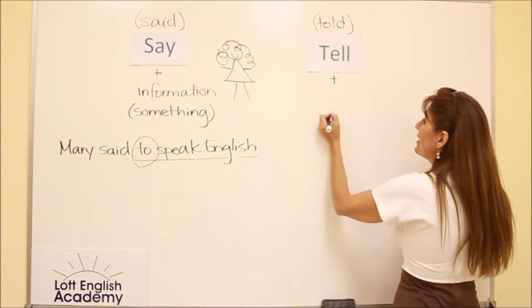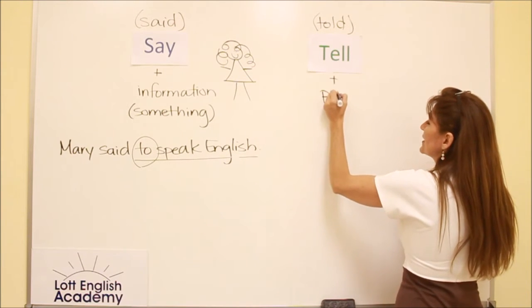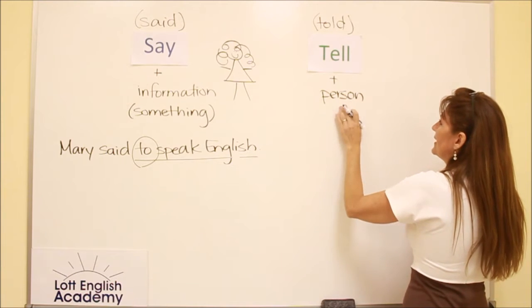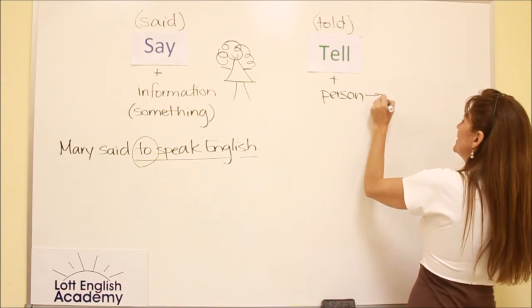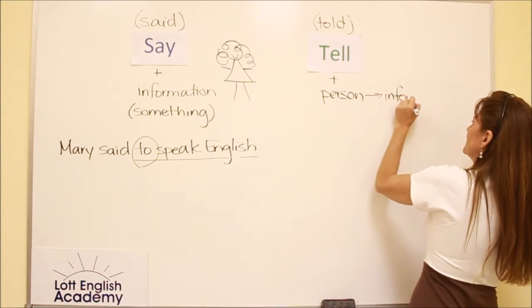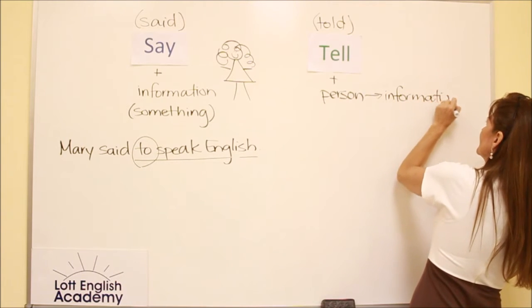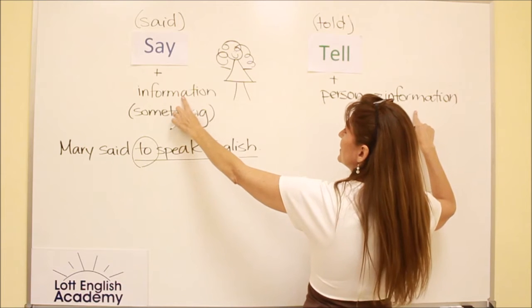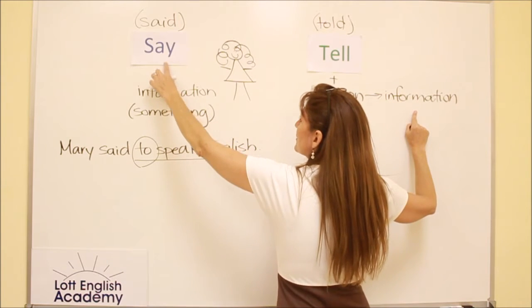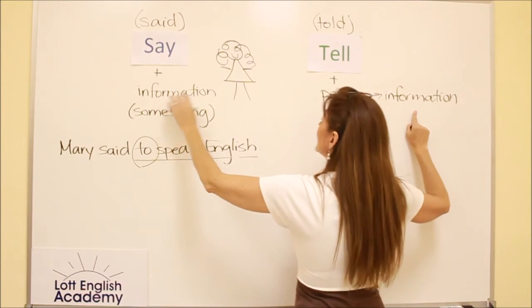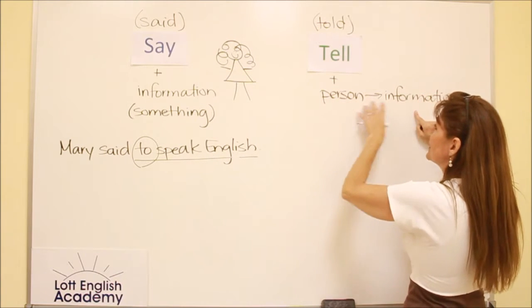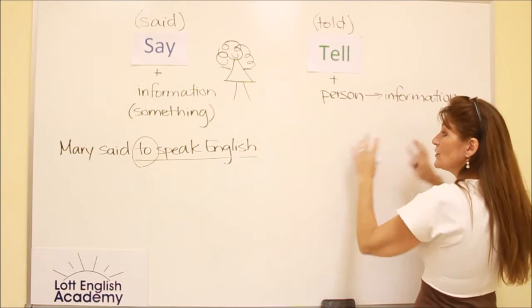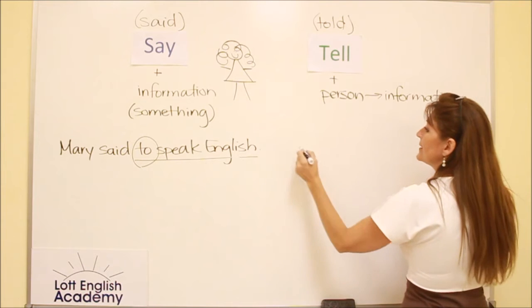Well, after tell, we need a person. And after the person, we put the information. So in both cases, we need the information. But here, it's say plus information directly. Here, it's tell plus person plus information. So let's make the sentence.